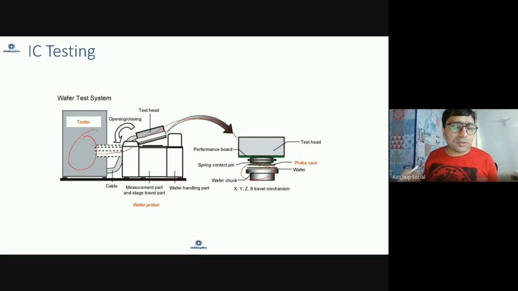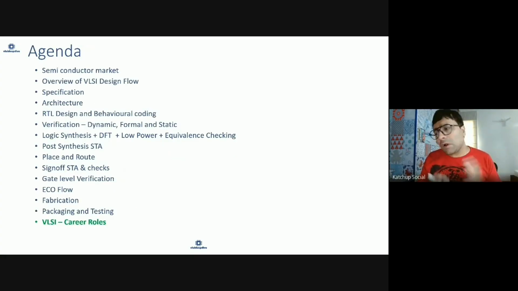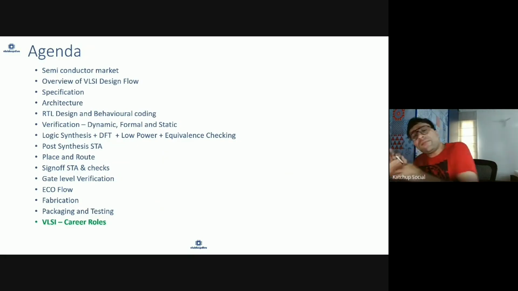before packaging, so that you can test wafer by wafer. That is how it is done. And then after that, whatever chips passed, you will do packaging for only those chips, because those are the chips you need to ship to your customer. So this covers all the VLSI flow.